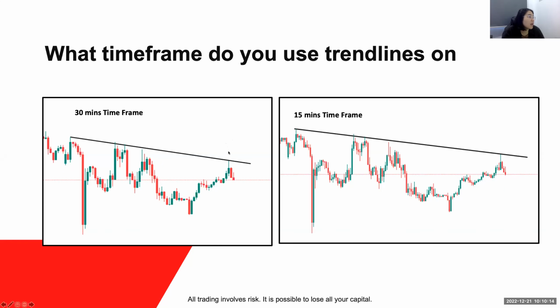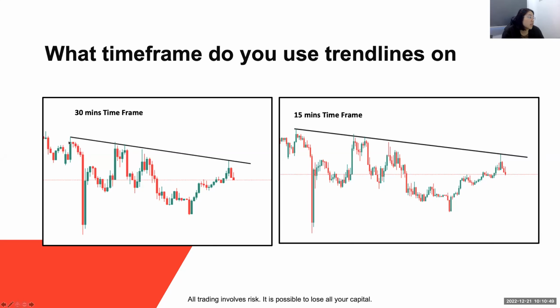So what time frame do you use trend lines on? Can you guys let me know what time frames you usually use your trend line on? Okay, 1 hour, 4 hours, daily. There's no right or wrong answer here. Why? Because you can use the trend line on all time frames.